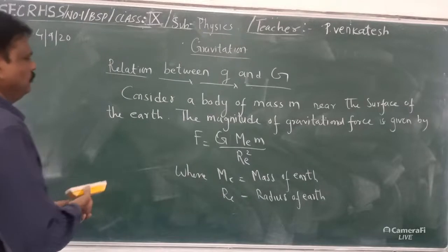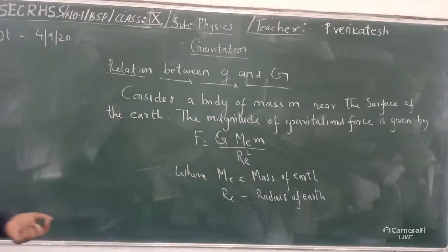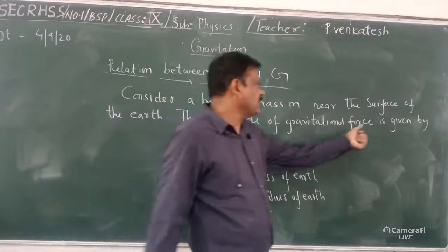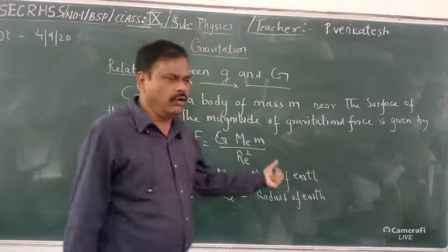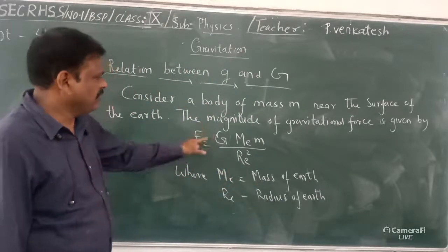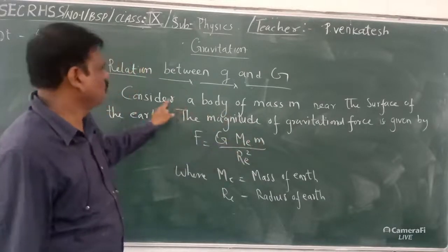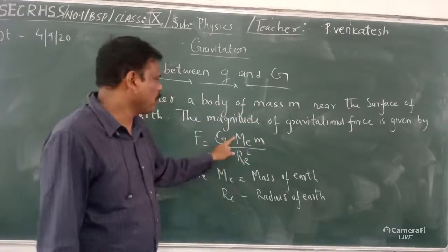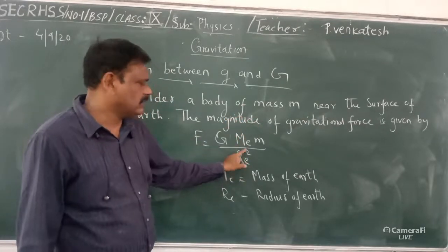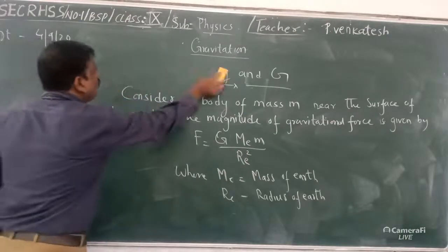Now, I hope that you have finished this one. Consider a body of mass m near the surface of the earth. The magnitude of gravitational force is given by the formula you know, F equal to G m1 m2 upon r square. Here I am writing F equal to G M E, the mass of the earth, and small m is the mass of the object, upon R square. R square we write here, and R is the radius of the earth. Okay.